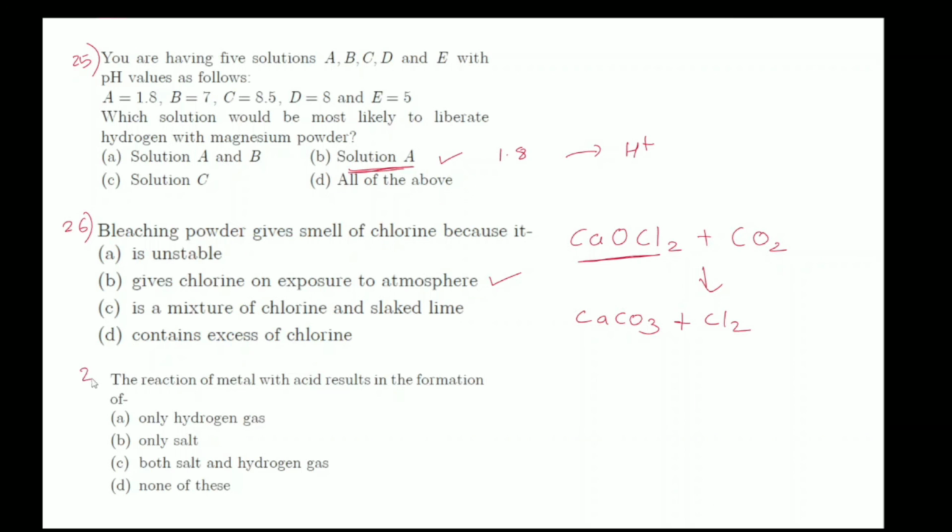Okay, let us move on to the next one, 27. A reaction between metal and acid results in formation of hydrogen gas only, salt only, both salt and hydrogen, or none of these. This is very easy. We know that metal reacts with acid to give you hydrogen gas and salt. This is the correct option. Let us move on to the next set of questions.